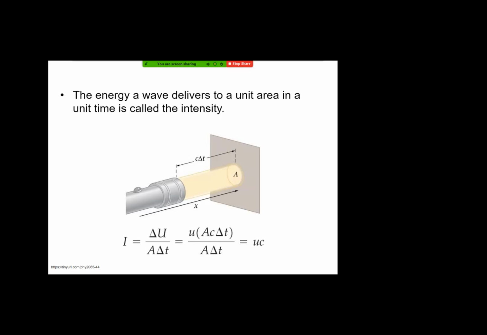You can calculate the intensity by taking the total energy divided by the impact time, and then divided by the area. That would be equal to U A C delta T over A delta T. So this is the energy density times the volume, the cross-sectional area times the length of this cylinder, divided by the area and divided by the time. That gives you the energy density times the speed of light.